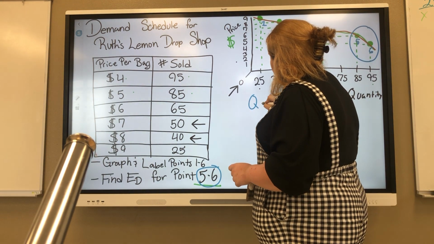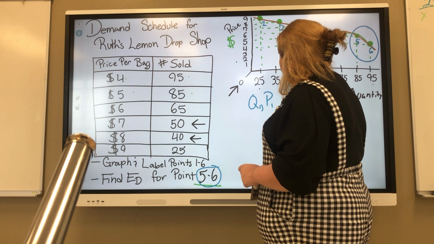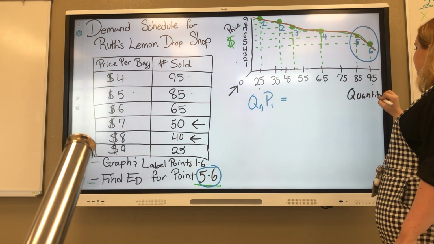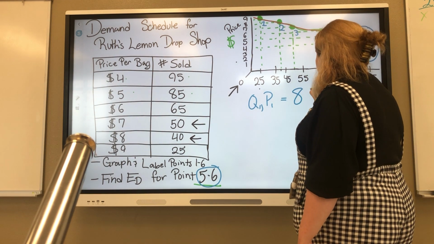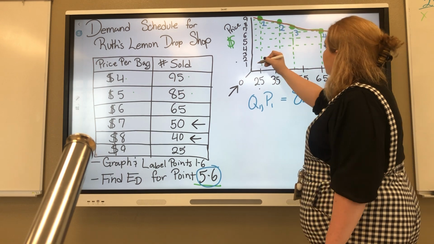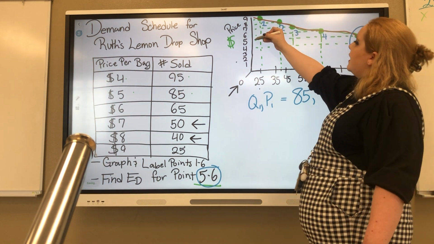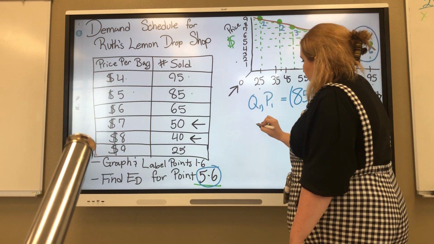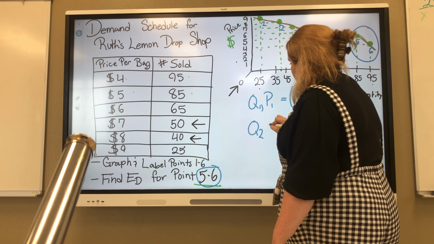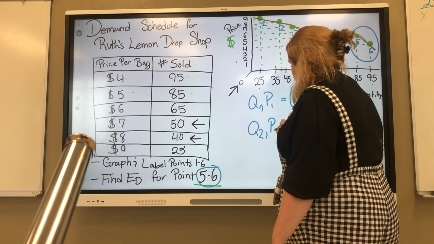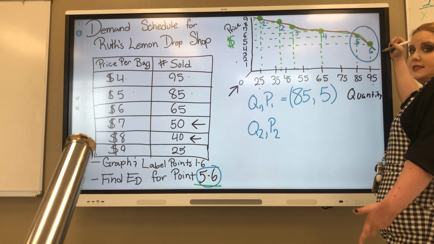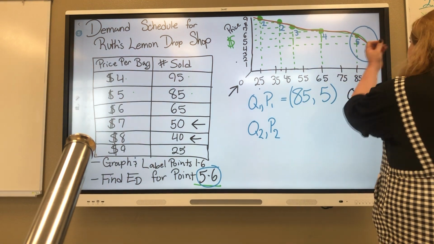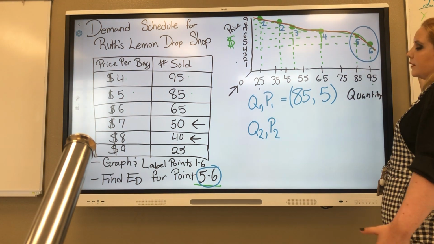So for Q1 and for P1, I have Q go down to the quantity side at 85. I have my P over here. I follow my line back at $5. So for Q2 and for P2, I go to my lower number because this is second. That's first, that's second. It's just how it is. Whichever one comes first is going to be 1. Whichever one comes second is going to be 2. That's why we number them.